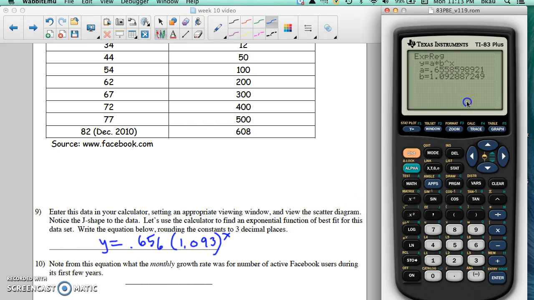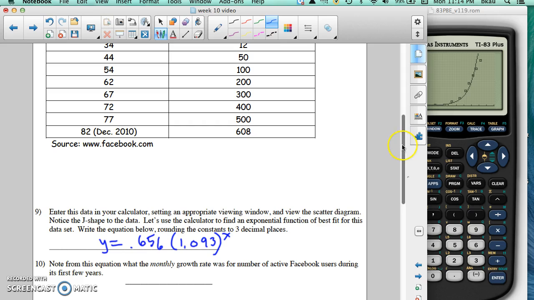Now we're going to look at that and see if it fits pretty well. We're going to type it in there, y equals 0.656 times 1.093 to the x power. And we're going to graph that alongside this one so we can see how close a fit it is. It doesn't fit exactly, but it does look pretty close. It would be better than a line because it does hit these data points or gets closer to them.